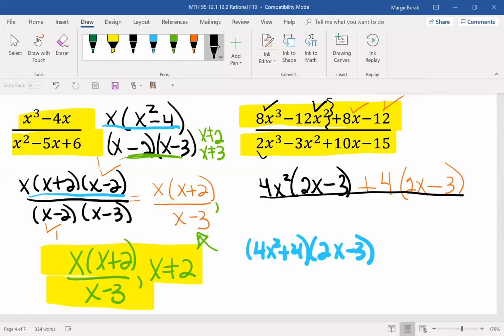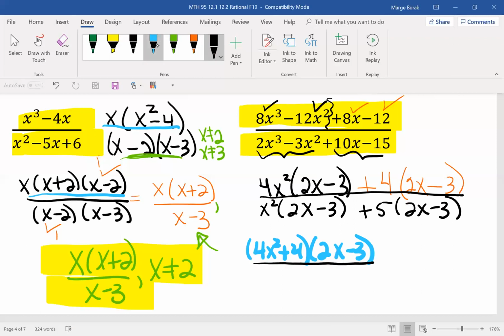All right, so I'm going to look at these two, and they both have x squared, and I have 2x minus 3. And look at these two, and they both have a 5, and that's 2x minus 3. So the denominator is going to be x squared plus 5 times 2x minus 3. Okay, little review on factor by grouping.